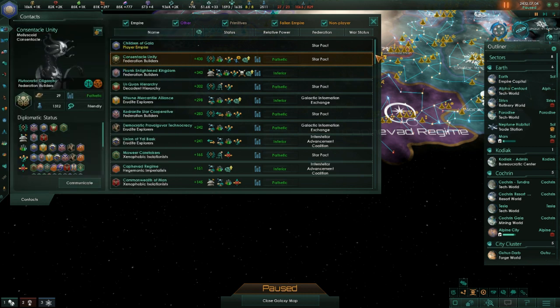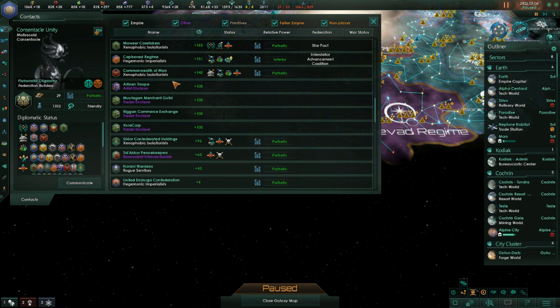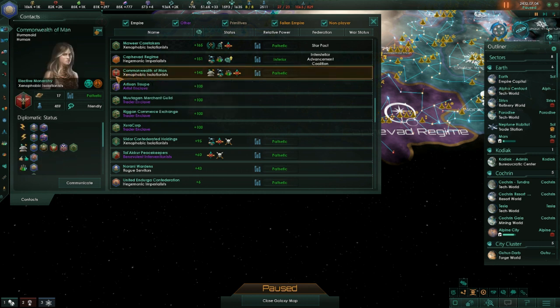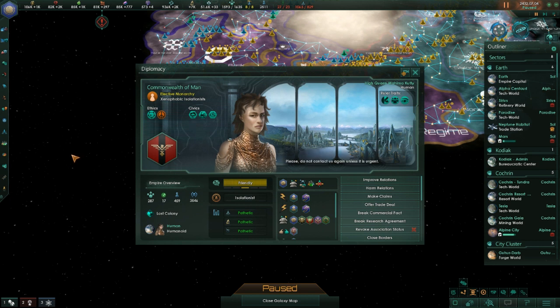From here, I can select any group. I want to talk to the Commonwealth of Man, a very xenophobic group that doesn't allow non-humans into their empire, except it looks like they have human, human, human, robot, human, robot, human. Yeah, okay, that makes sense. This is the fascist human empire, and the only reason they like me at all is because I am also human. And so I am one of the only races that's allowed to have a positive relationship with them. Everybody else can go pound sand.